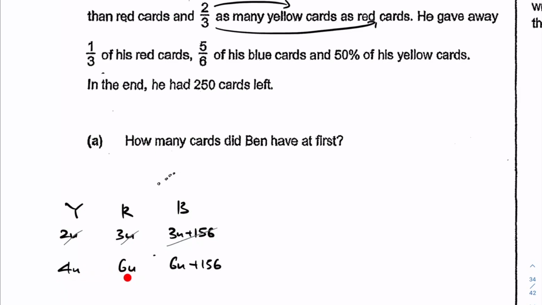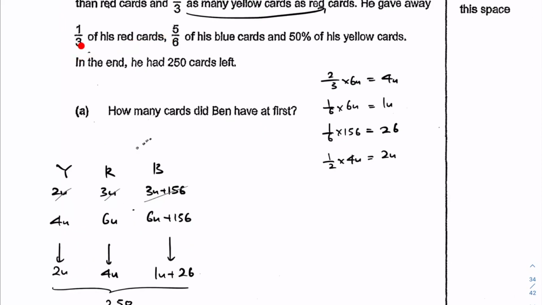Now the advantage is 5/6 of 6u. It's really easy to find out what that number is. Now 50% of the yellows, this is an even number, so halving it should be easy. So give away 1/3 of his reds, remaining 2/3 of his reds left. So what's 2/3 of 6u? That's 4 units. Give away 5/6 of his blues, meaning 1/6 of his blues left.